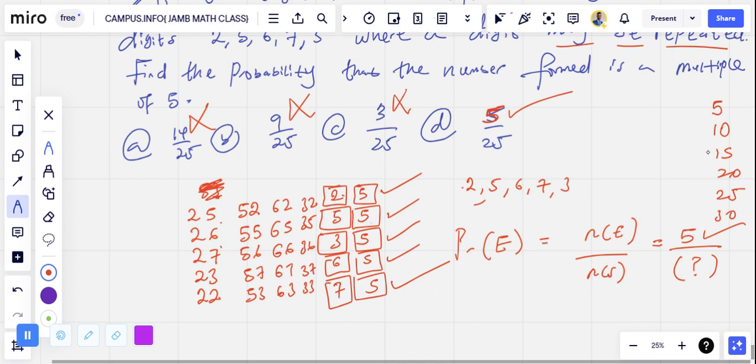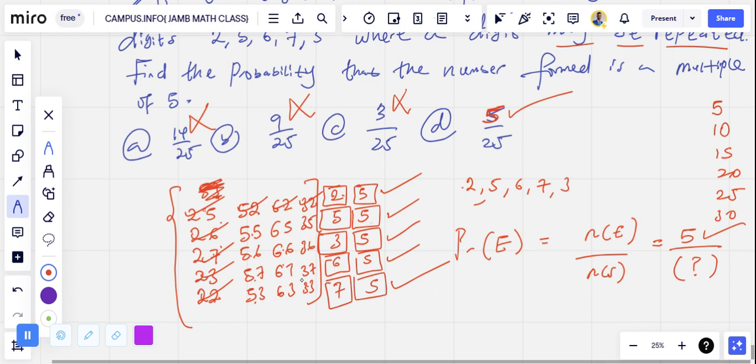These are the sample space, so I'm not considering the condition here. All the possibilities to form two digits using these numbers are the sample space. So how many are they now? Let's count them: 1, 2, 3, 4, 5, 6, 7, 8, 9, 10, 11, 12, 13, 14, 15, 16, 17, 18, 19, 20.